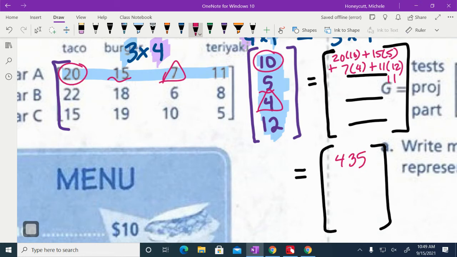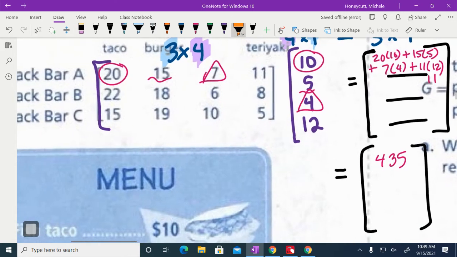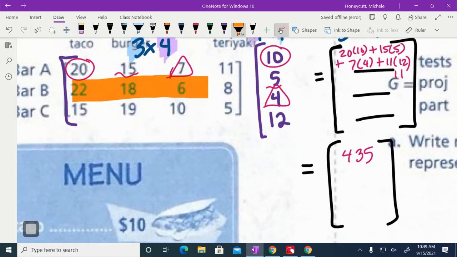Yes. Okay. Then we multiplied row 2 by column 1. We did the exact same: 10 times 22, 18 times 5, 4 times 6, 8 times 12, and we added them together and got 430. And by the way, which row did I multiply? Row 2. Row 2 times column 1 gave me the element in row 2, first column.